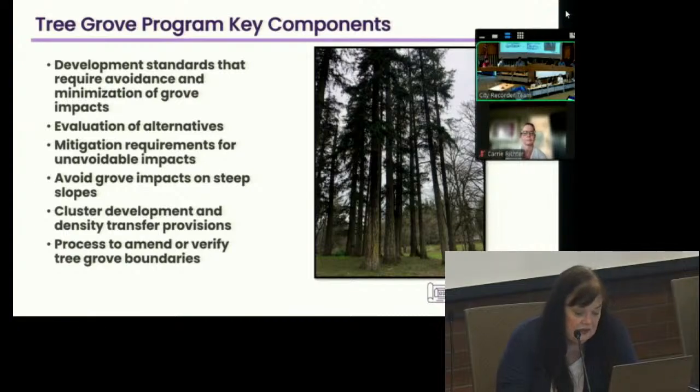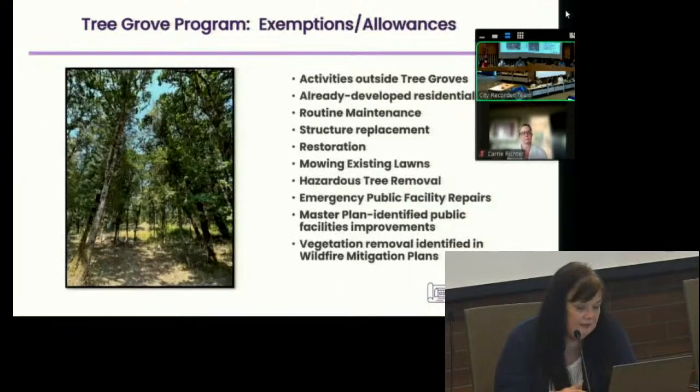And then there's a process to amend or verify the tree grove boundaries. We gave people an opportunity to come in and talk to us about their tree groves and the assumptions. The code also allows that to happen now in a formal way, to come in and say, I think my tree grove has changed. Some sort of disease went through it, and several of the trees died, and we need to change the boundaries. There are all sorts of opportunities in there to walk through that process.